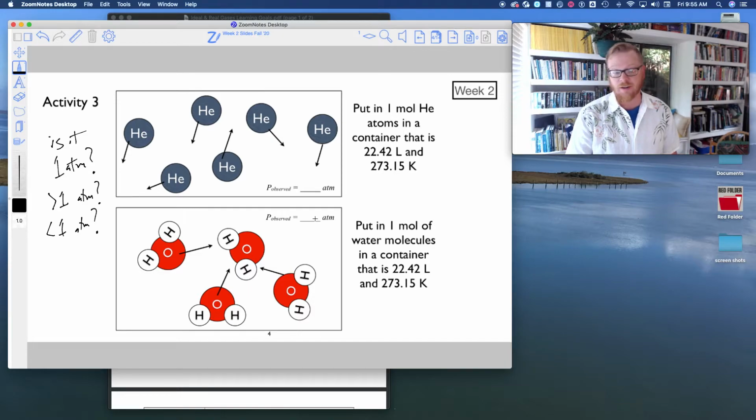What's the observed pressure here? Is it exactly 1? Is it greater than 1? Or is it less than 1 atmosphere? Okay, so I want you to actually pause the video and think about that for a moment, okay?